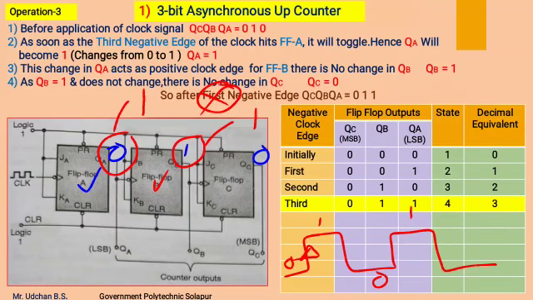Now as QB is not changing, it is a logic 1, which means flip-flop C receives a positive level of the clock pulse as it is 1, and we know flip-flop C is negative edge triggered, therefore its output also will not get changed as it is receiving the positive level of the clock pulse, which means 0 will remain as it is. So after the third negative edge of the clock pulse, we will get the output as 0 1 1. This is written over here and it is named as state number 4 and its decimal equivalent is 3.